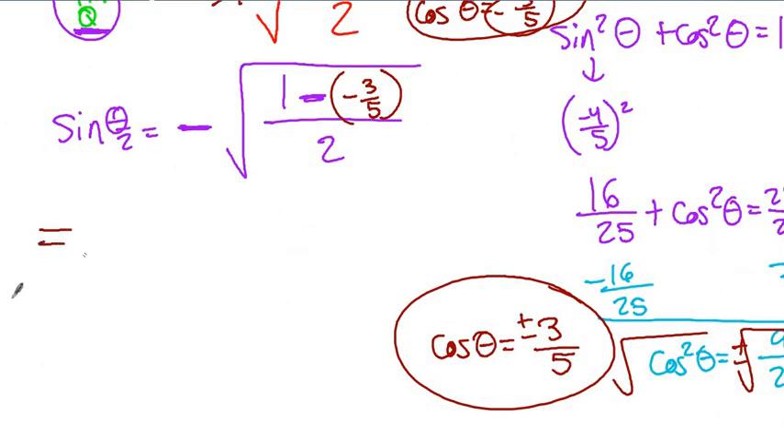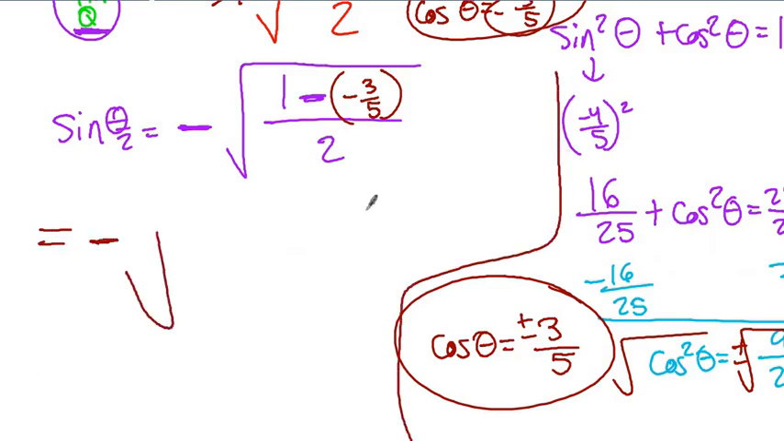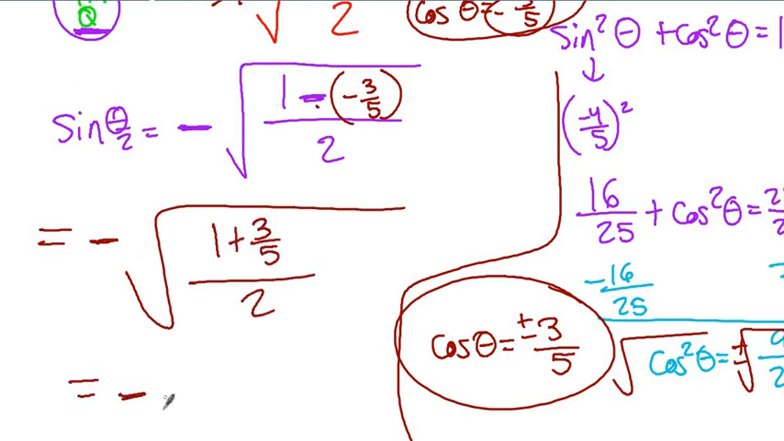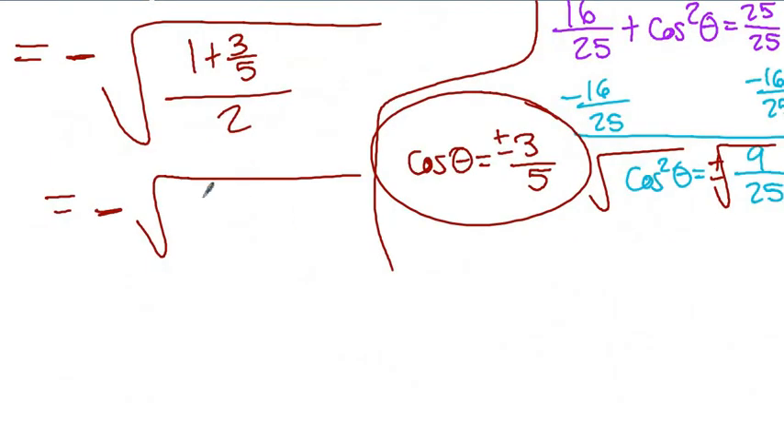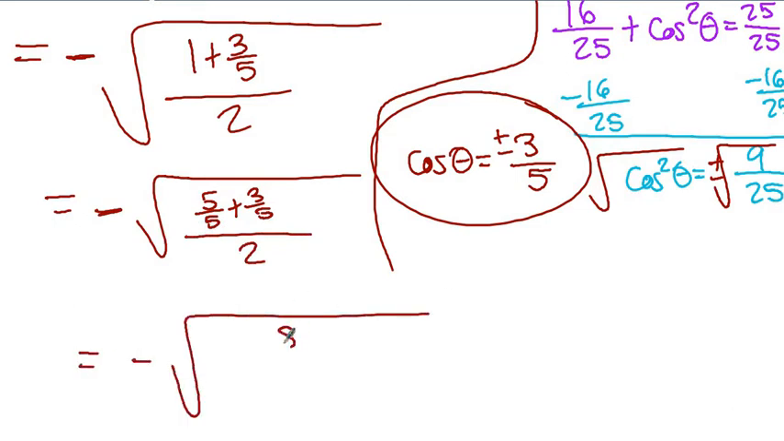Okay, so here's what we have. Let me bracket this off here. We have negative square root, and minus a negative is like plus, so this is 1 plus 3/5 over 2. And what's 1 as a fraction? 1 is the same as 5 over 5. So I'm going to rewrite this as 5 over 5 plus 3 over 5, still all over 2. Then 5 over 5 plus 3 over 5 is 8 over 5, and then 8 over 5 divided by 2.